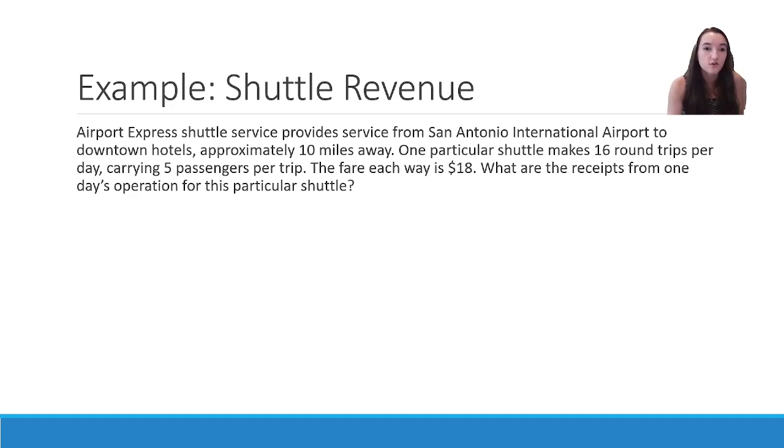So, first, shuttle revenue. We've got Airport Express Shuttle Service provides service from San Antonio International Airport to downtown hotels, approximately 10 miles away. One particular shuttle makes 16 round trips per day, carrying 5 passengers per trip. The fare each way is $18. What are the receipts, which means like how much money, come from one day's operation for this particular shuttle?